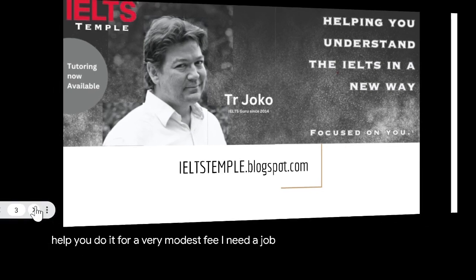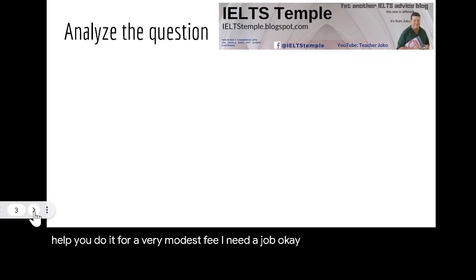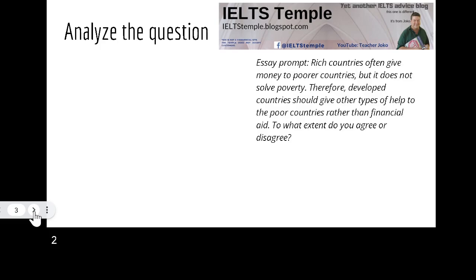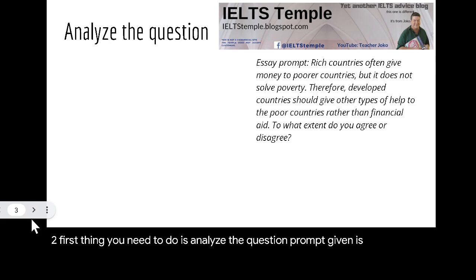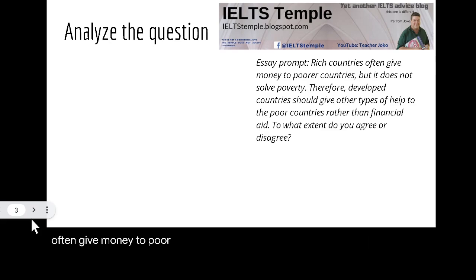I need a job. Okay, now when you have a task two, the first thing you need to do is analyze the question. The prompt given is: rich countries often give money to poorer countries, but it does not solve poverty. Should it? Therefore, developed countries should give other types of help to the poor countries rather than financial aid. That's an odd place to put a therefore.